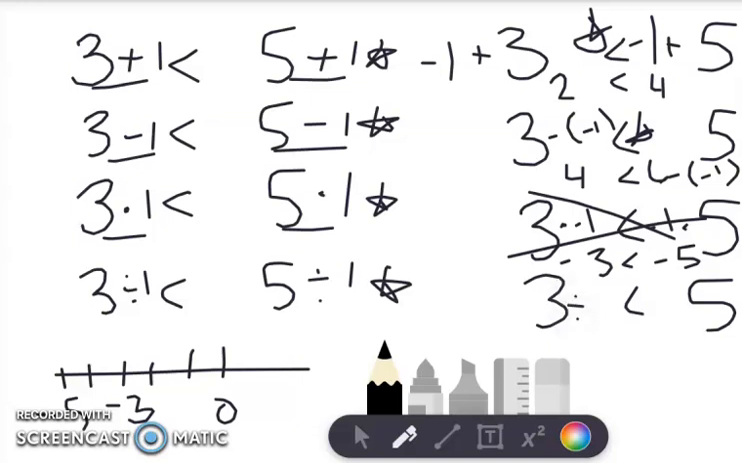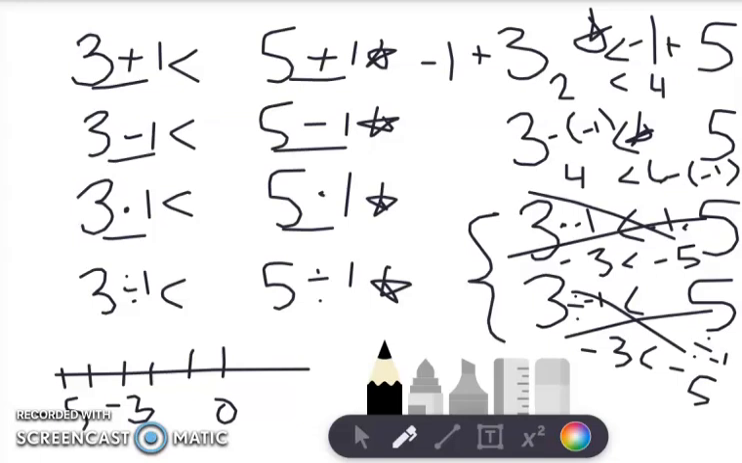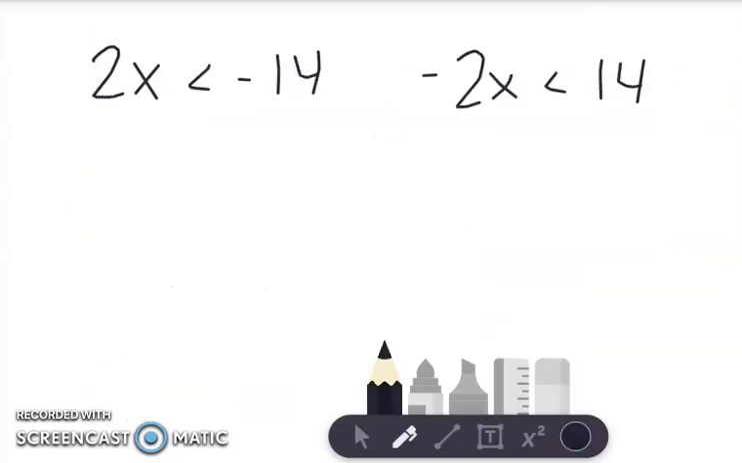And if we divide by negative 1, we'd have negative 3 is less than negative 5. Also not true. So when we are multiplying or dividing by a negative number, we get something that isn't true. So what we need to do is we need to reverse the direction of that inequality symbol, and then it will be true again.